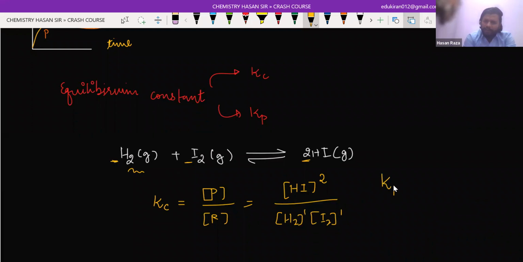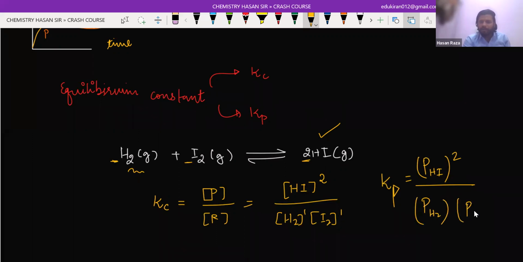For Kp, you just need to write the partial pressure of the product first, the way you just did. The only difference is the square bracket represents concentration and this P represents pressure. Since in a container more than one substance is present, we call it partial pressure. So there will be a square, and then comes the partial pressure of H2, and then the partial pressure of I2. Is that clear? Whatever is the coefficient, that will come as the power. Okay.